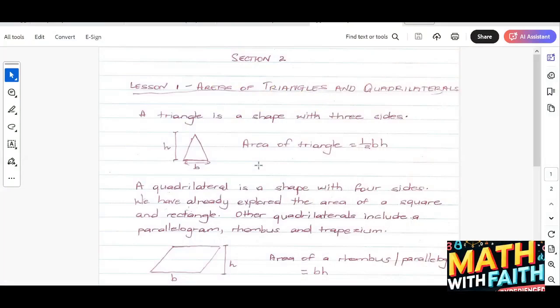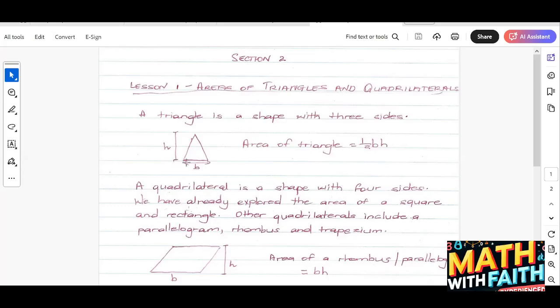So a triangle is a shape with three sides, right? So any shape that has three sides can qualify as a triangle, right? So this is an example of a triangle here. And I'm sure at this level, you know what a triangle is, right?